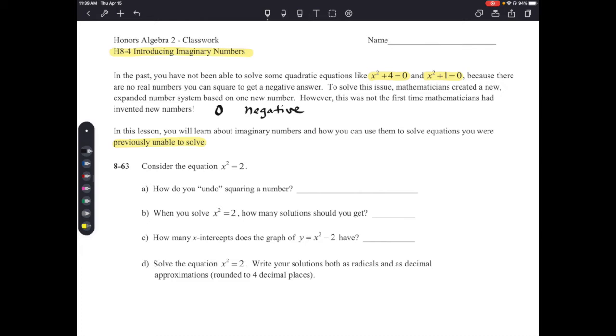So 8-63 says, consider the equation x squared equals 2. Letter A, how do you undo squaring a number? So if we were trying to solve this, we know that we would end up taking the square root of each side.